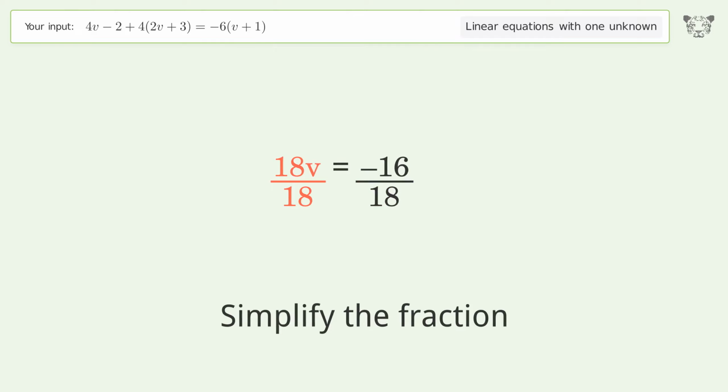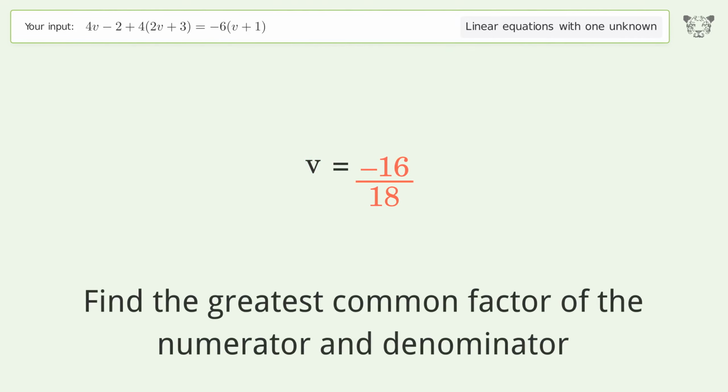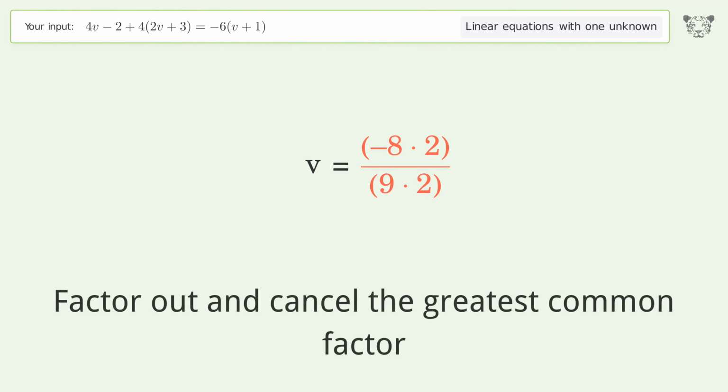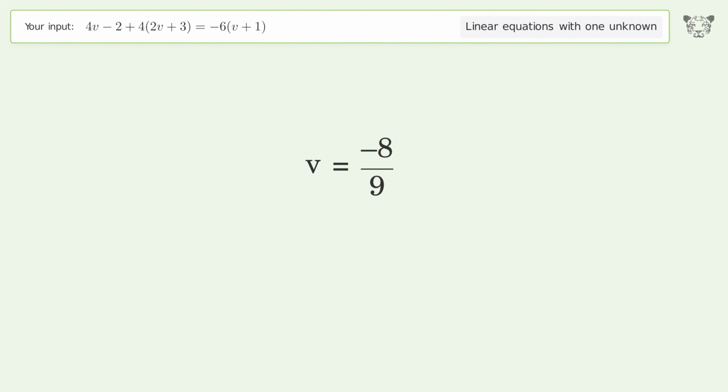Simplify the fraction. Find the greatest common factor of the numerator and denominator. Factor out and cancel the greatest common factor. And so the final result is v equals -8/9.